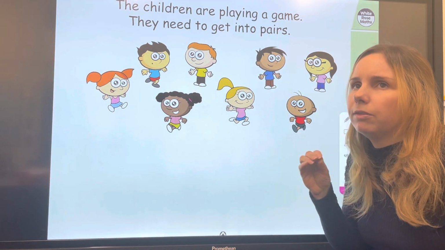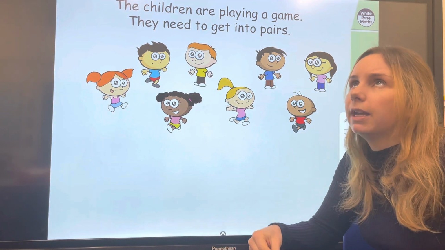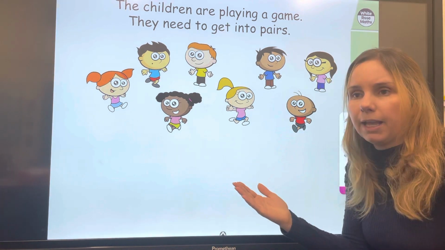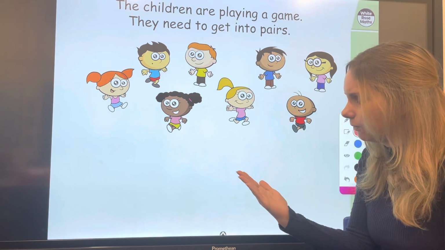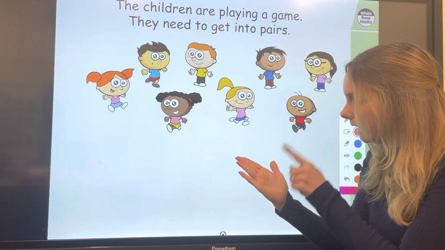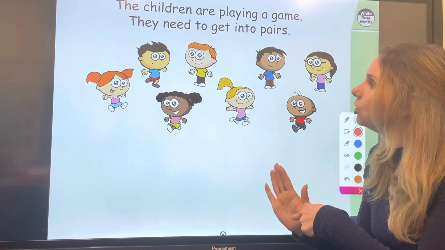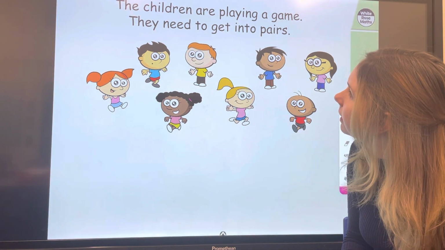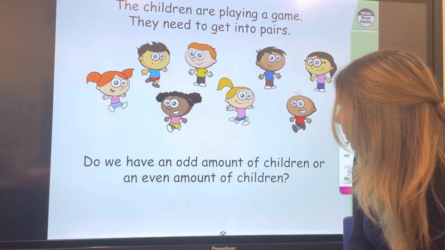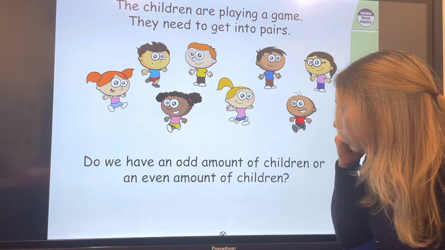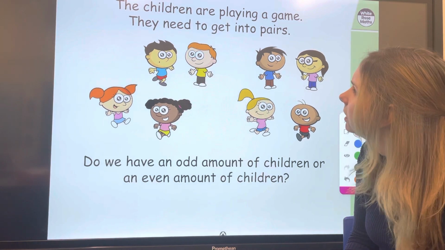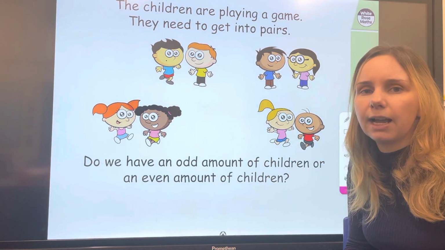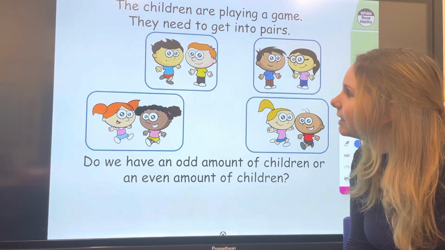Now, what do we know about the number 8? Does it appear when we're using our 2 times tables, when we're counting in multiples of 2? Does it appear when we're calling Mr. Even? Let's give him a call. 2, 4, 6, 8. Yes, it does. So I think they can all go into pairs. Let's see. So do we have an odd amount of children or an even? I think we've agreed that we have an even. 2, 4, 6, 8. Nobody is left out, which makes it easy to go into pairs.